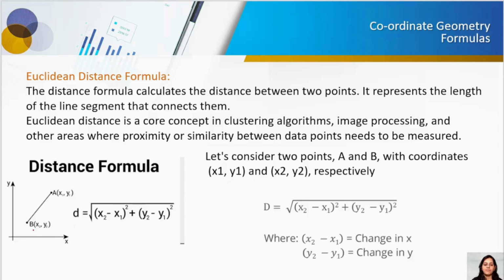If you have points x1, y1 and x2, y2, then this distance is your d. This distance is nothing but the square root of (x2 minus x1) squared plus (y2 minus y1) squared. And x2 minus x1 is the change in x, right? And y2 minus y1 is the change in y. So Euclidean distance is nothing but the distance between two points. It represents the length of the line that connects the two dots, right?